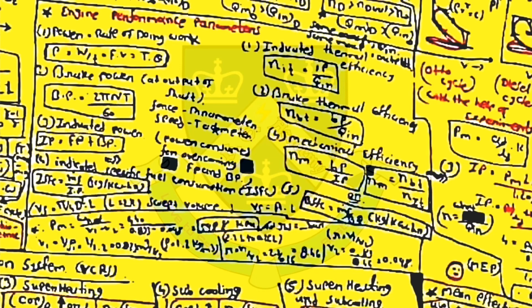Then indicated thermal efficiency, eta IT is equal to IP upon Qin, and brake thermal efficiency, eta BT is equal to BP upon Qin. Then mechanical efficiency, eta M is equal to BP upon IP, and eta M is equal to eta BT upon eta IT. Then the fifth one is BSFC, which is equal to m dot f upon BP.